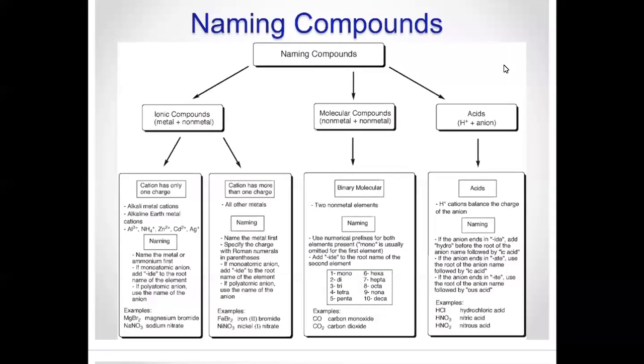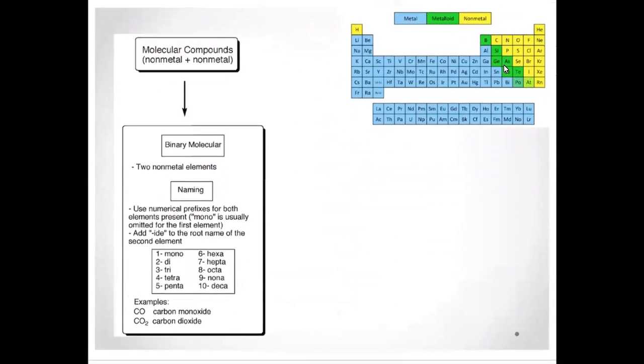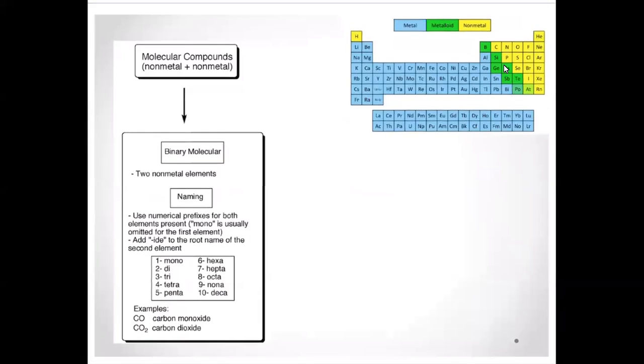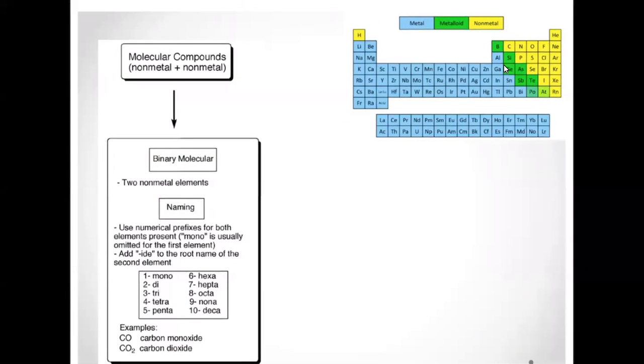In this video, we will continue learning how to name compounds. So now let's focus on naming the molecular compounds. Remember, these include compounds that contain nonmetals. So molecular compounds will have nonmetals and nonmetals. Again, focusing over here in the upper right-hand corner are the nonmetals, including hydrogen.